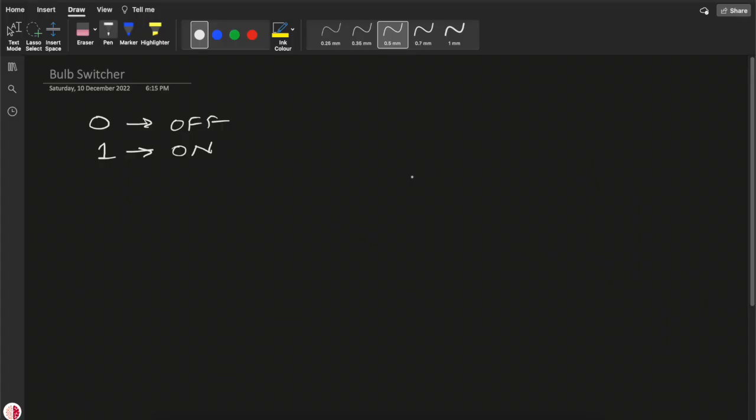The question is saying we can have n bulbs. Let's say n is 3. And I will be denoting 0 as off and 1 as on for understanding purposes. So initially the bulbs will be off, so it will be 0 0 0, 3 bulbs off, and we need to find the number of bulbs which are on after n steps. So we need to take 3 steps, and in each step we need to toggle these bulbs.